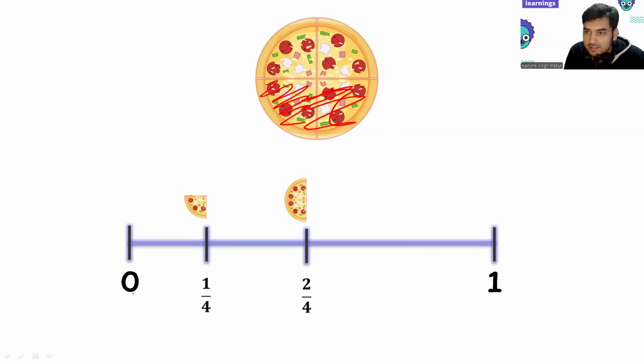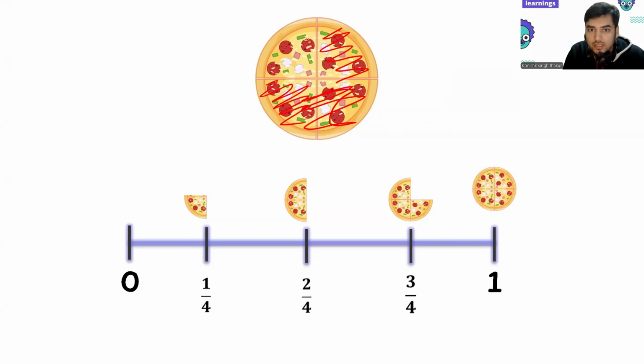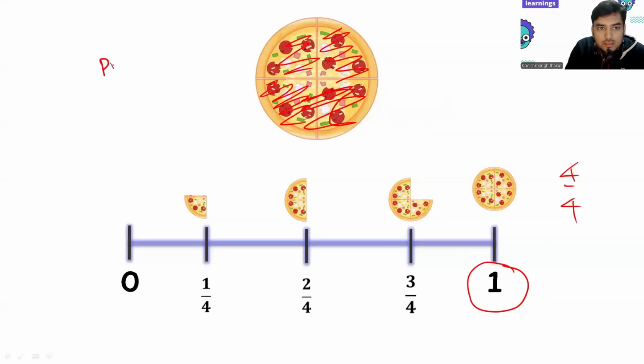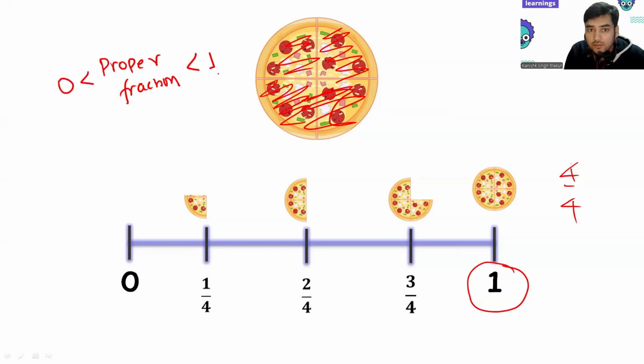Obviously one fourth is less than two fourth, and it is more than zero. If I select three parts out of four parts, that would be three fourth. And if I select all parts, that would be one whole, or 4 over 4. This one is the greatest. So proper fraction values lie between 0 and 1. 0 is you have selected nothing, 1 is you have selected the whole, or all parts.